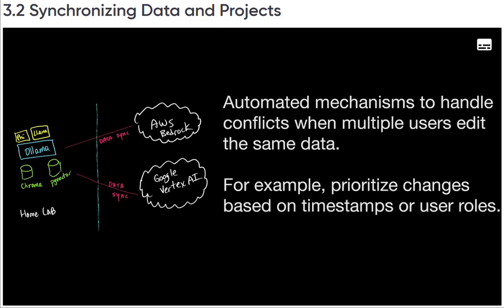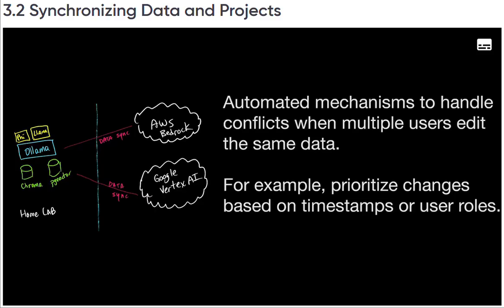Some of the cloud providers allow you to develop automated mechanisms to handle conflicts whenever you have even multiple users edit some data, right? For example, prioritize changes based on timestamps or user roles, etc. But if you're just doing a very basic lab, you probably don't have to worry about a lot of problems with data synchronization between many users, since you're probably going to be the only user.